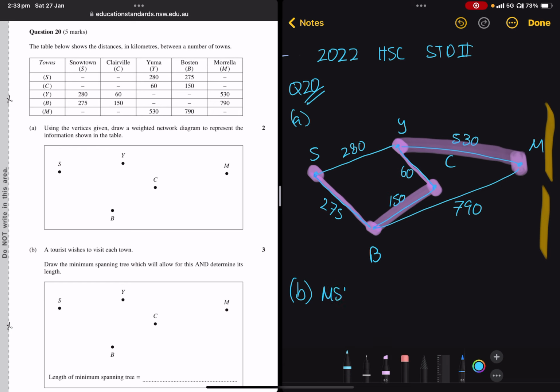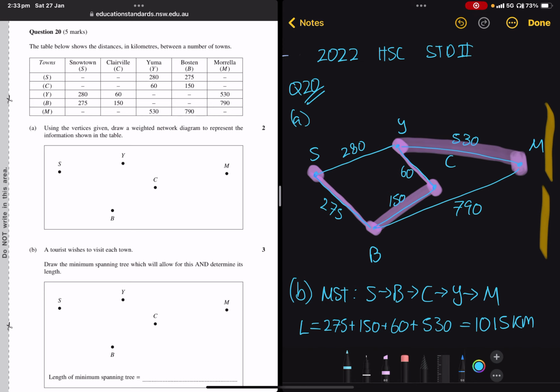So in this case, the min spanning tree that we found was S to B to C to Y to M. So we found this, but we also need to find the length. The length of the minimum spanning tree is the sum of all of the paths. So 275 plus 150 plus 60 plus 530. So when we add these all together, this gives us 1015, and this is in kilometers.